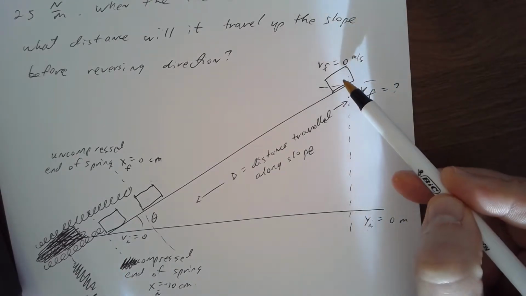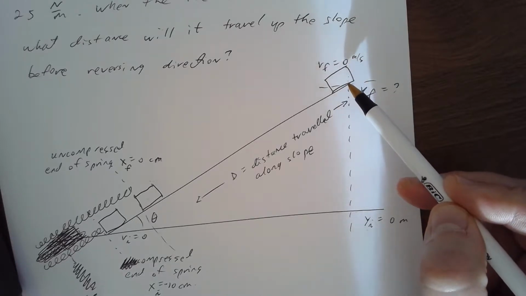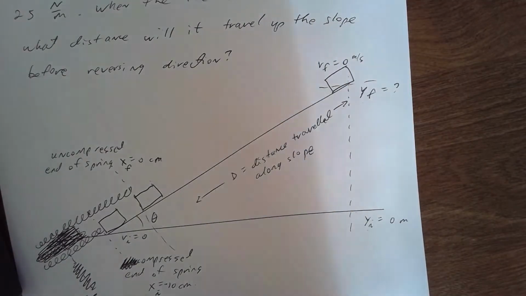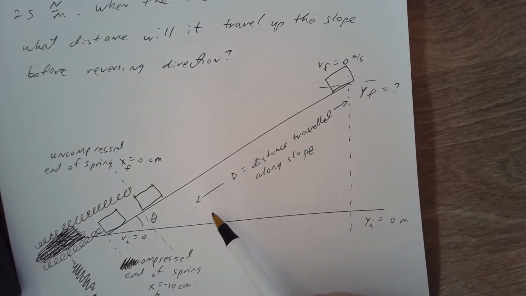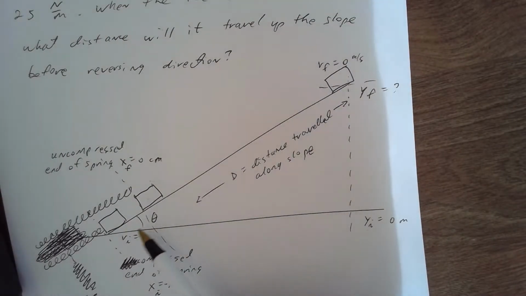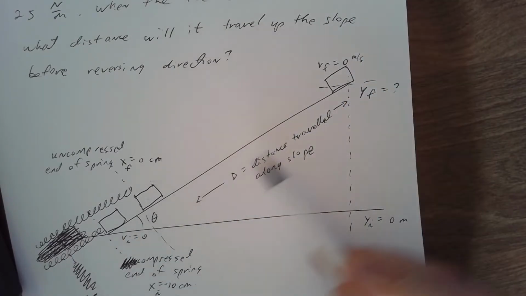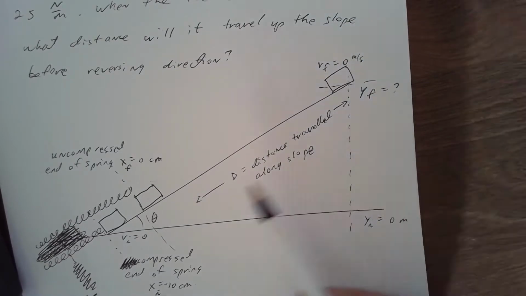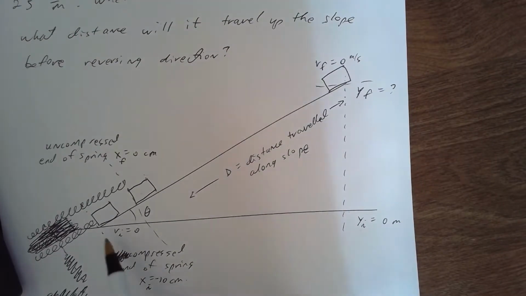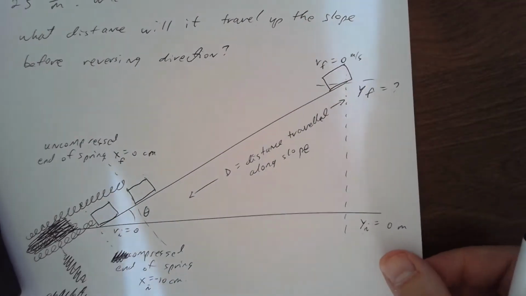But we do know when the block gets there that it's going to stop. Okay, that's the highest it's going to get. So its final speed will be 0. And then one more thing I've shown on the diagram. The problem asks what distance will the ice cube travel up the slope. That means the distance along this hypotenuse here, along this direction of the slope. And I'm going to call that distance capital D. And hopefully you can see I've got a right triangle here in my picture, which I'm going to have to use. All right, we'll come back to the picture in a minute.